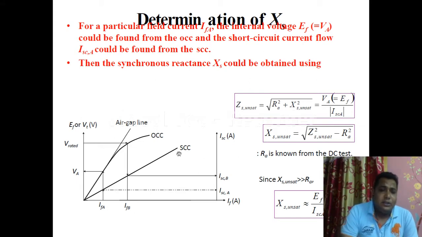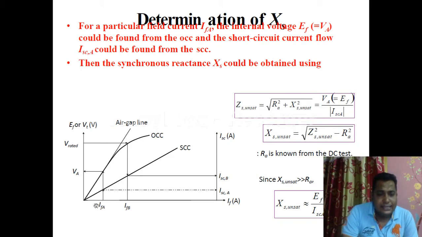Now for a particular value of field current, we can find out the current value, and at the same time the terminal voltage from the OCC. In this graph we have taken two field current values, IFA and IFB. When the field current value is IFA, what is the short circuit current? This value is the short circuit current, represented by this one. And what is the voltage? That is VA.